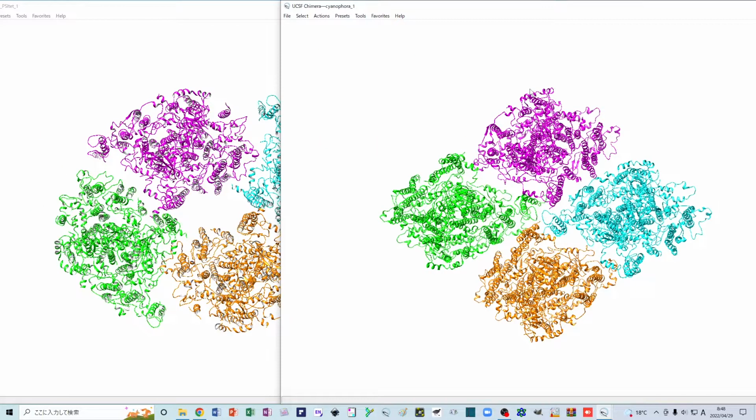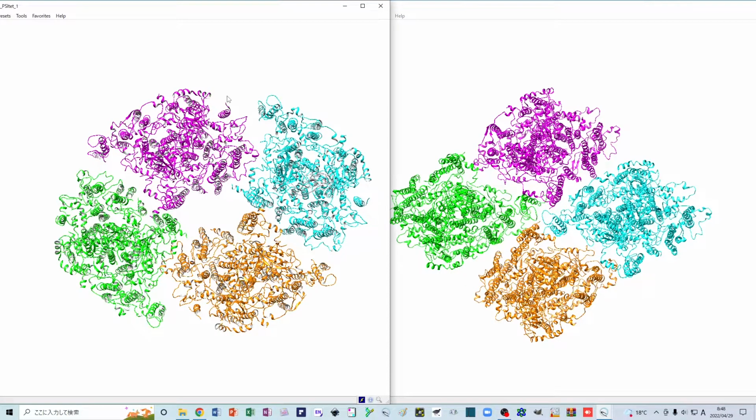This is the main figure of this presentation. We solved the Cyanophora PS1 tetramer structure by cryo-EM single particle analysis at a resolution of 3.8 angstrom. The PS1 monomeric unit is colored green, magenta, cyan, and orange.